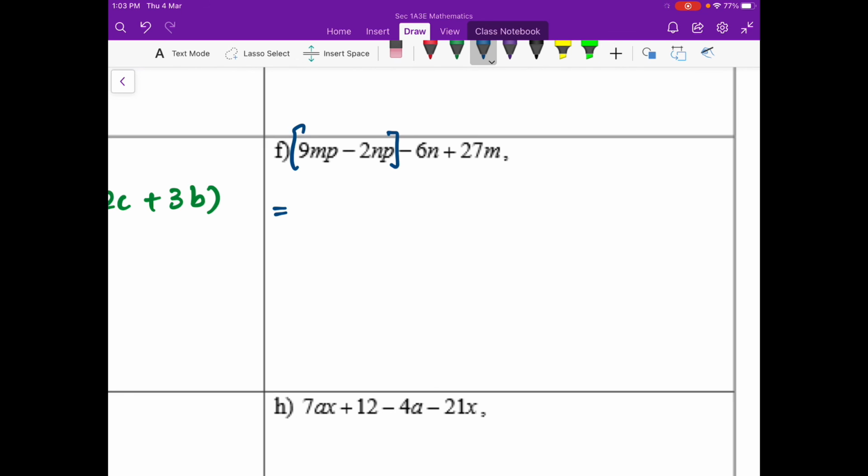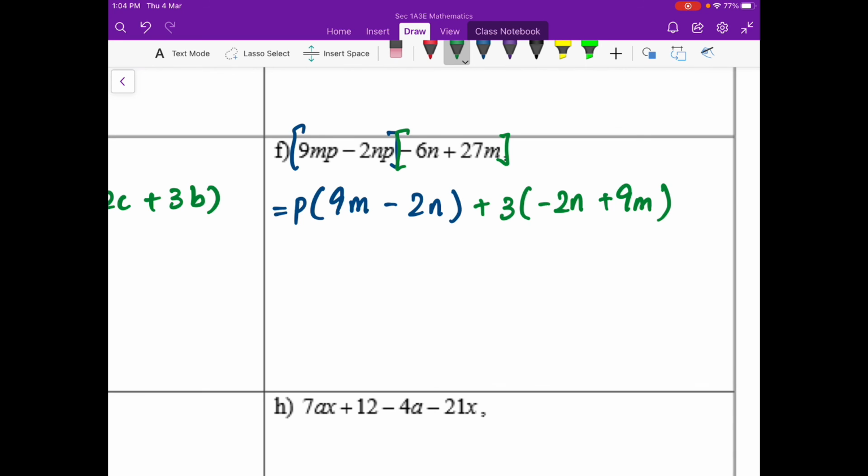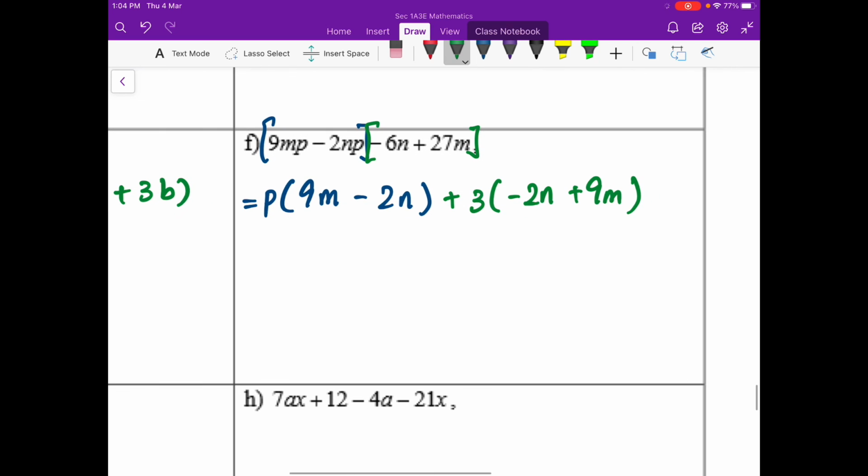Here the common factor will be p, 9m minus 2n. Next, plus 3. Okay, I take out the positive. So left with negative 2n, sorry. Negative 2n, then plus 9m. My brain froze for a while. Okay, we notice that these two are the same again. So 9m minus 2n, p plus 3.